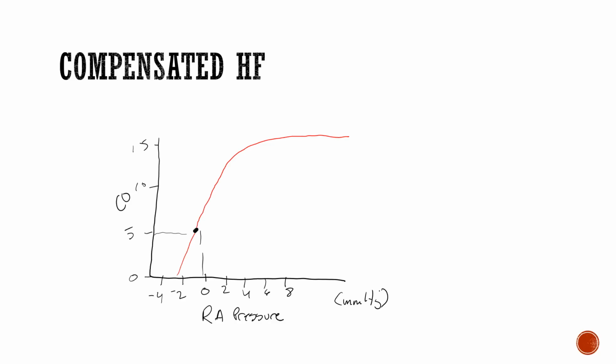That's a cardiac output of 5, our right atrial pressure of 0. That's our normal working baseline right here.